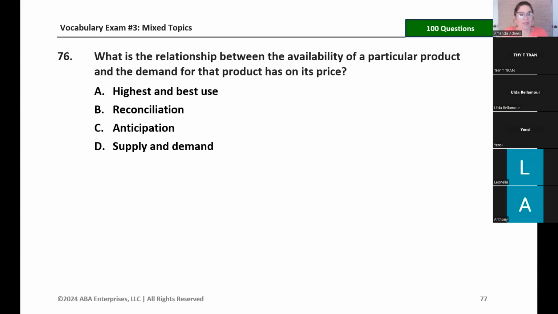All right. Number 76. What is the relationship between the availability of a particular product and the demand for that product on its price? How do we describe that relationship? What's that called? That's D, supply and demand. Supply and demand.